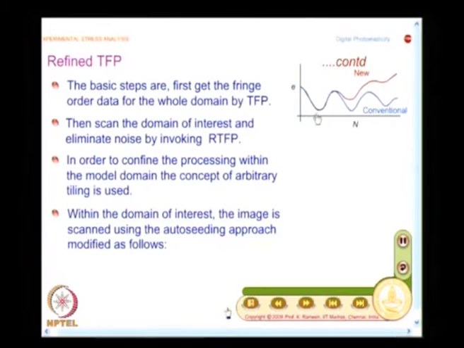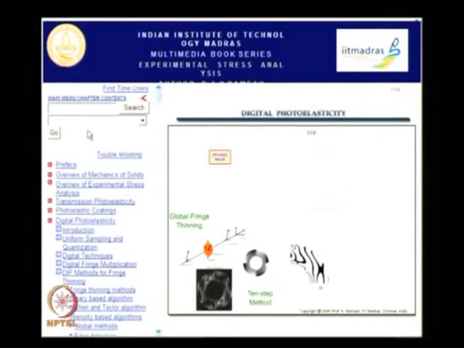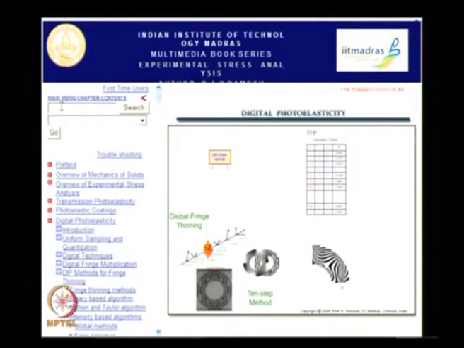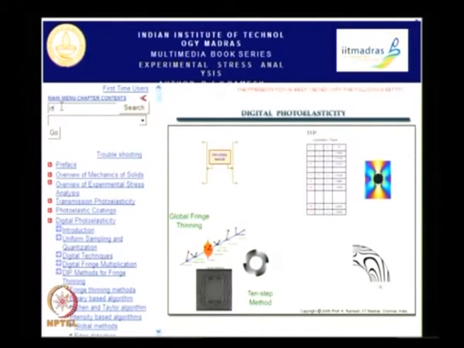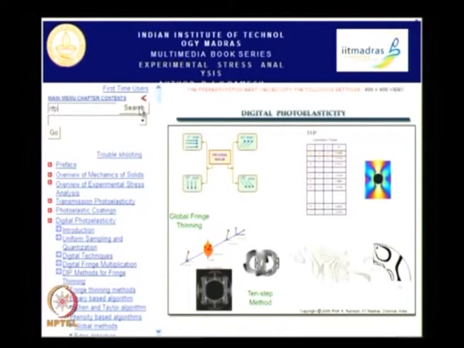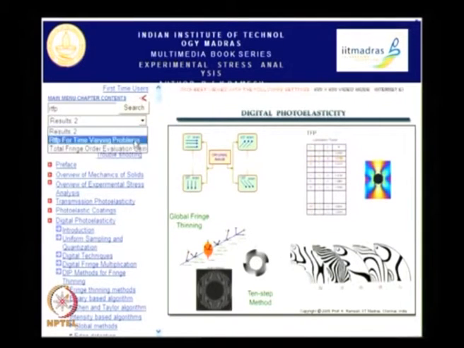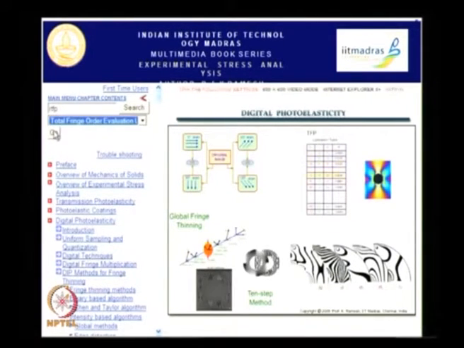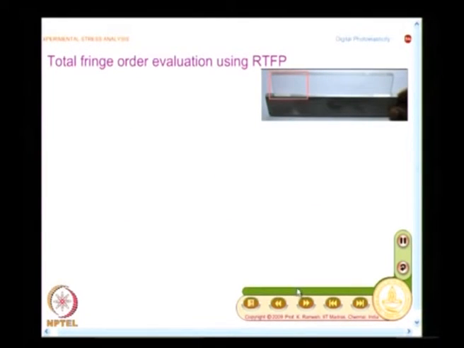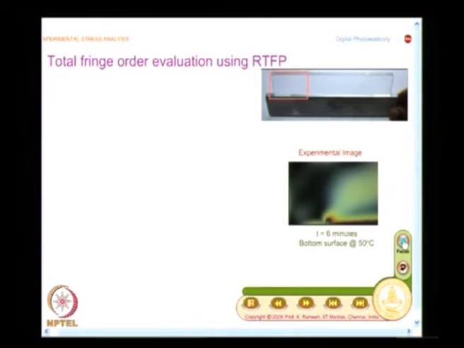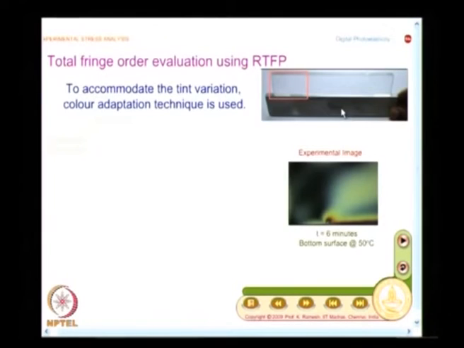So, it is easy to identify the fringe order corresponding to the first minima, which happens to be the global minima. Now, we will look at an interesting application of this methodology. You also have a provision in this book where you can search for the topic that you want, and that is what is illustrated here. I take up an interesting application problem, which is becoming important in the case of electronic packaging.